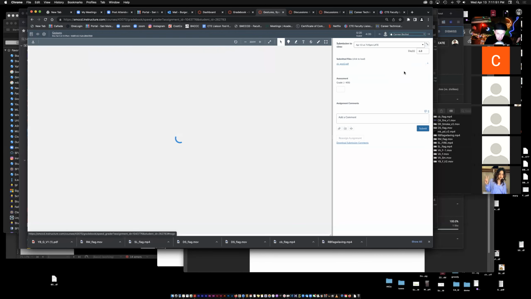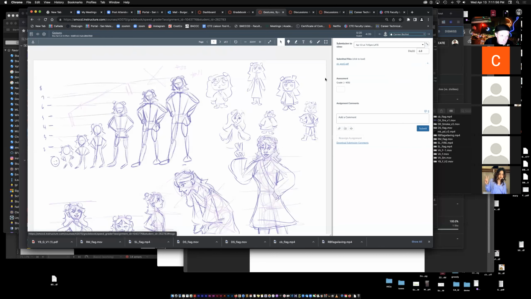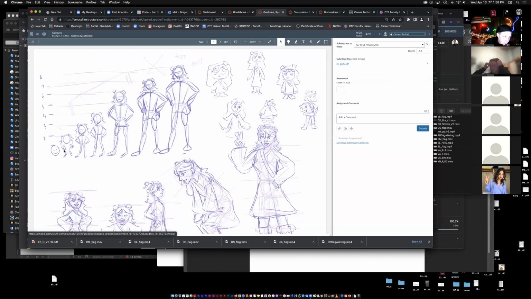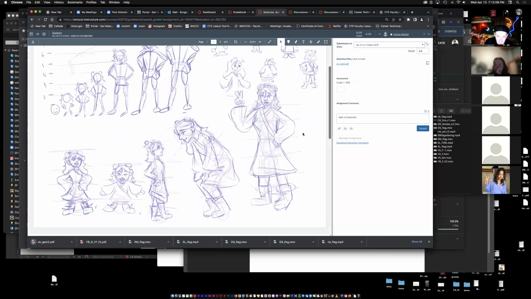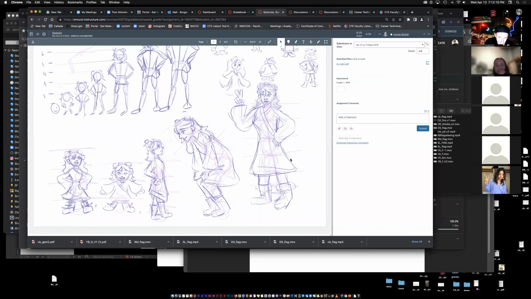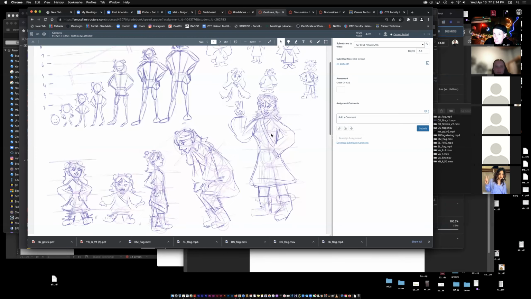All right, Carmen. Okay. So you grew your character up and now you're studying. Perfect. Line of action could really help this pose. Carmen, I like it. The drawing has a lot of integrity to it.